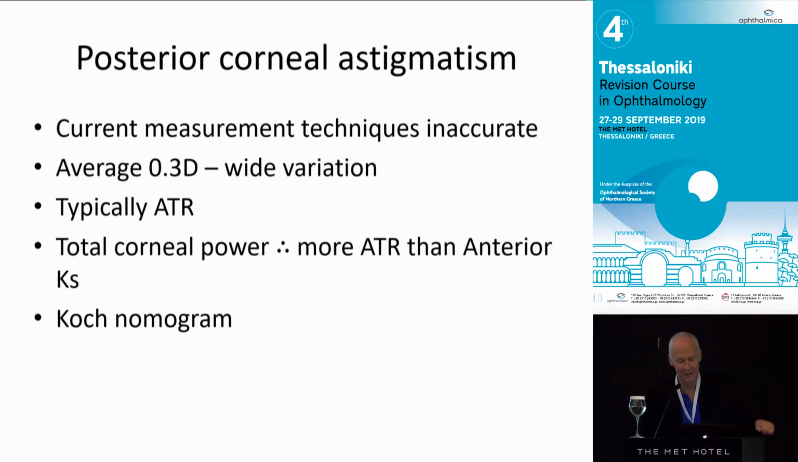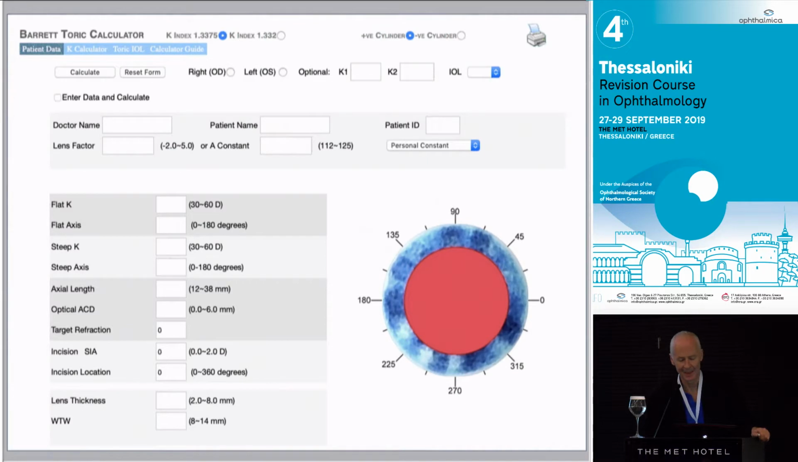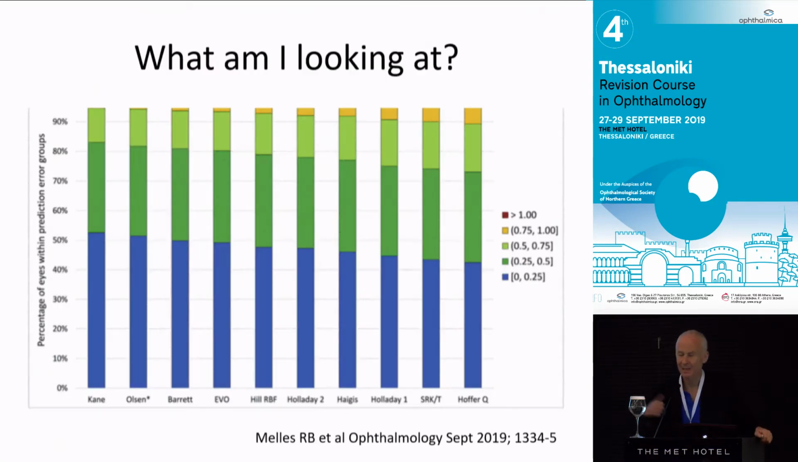And that works pretty well for me. And this is what I was saying about corneal astigmatism. Don't do a double correction. There's the Barrett calculator. You can find it online. So that's what I'm doing now.